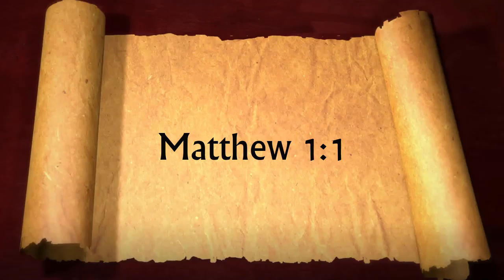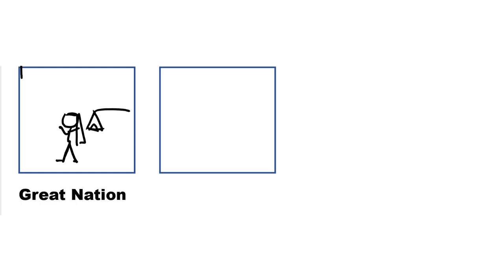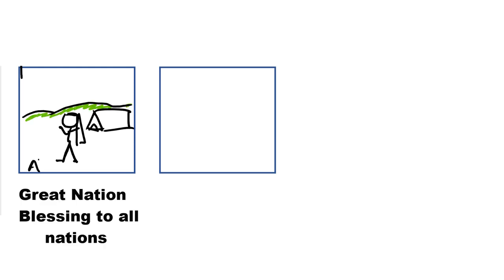We're going to use the very first verse of the New Testament, Matthew 1:1, as our connection point with the Old Testament: the record of the genealogy of Jesus the Messiah, the son of David, the son of Abraham. God made the promise to Abraham that first he would make a great nation out of his descendants, and second, that one of them would be a blessing to the whole earth.